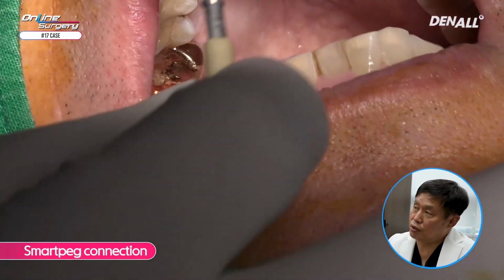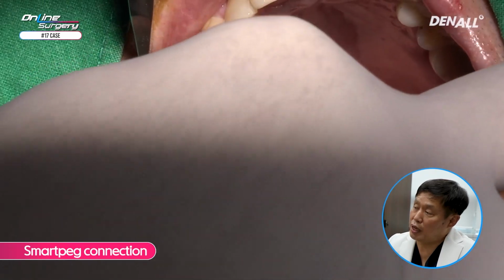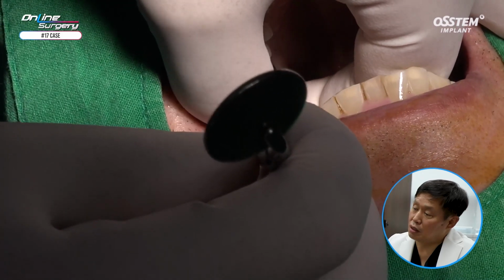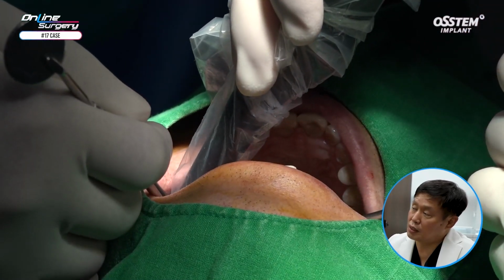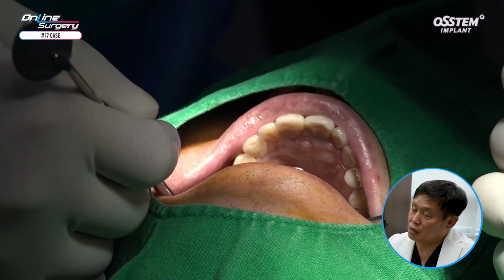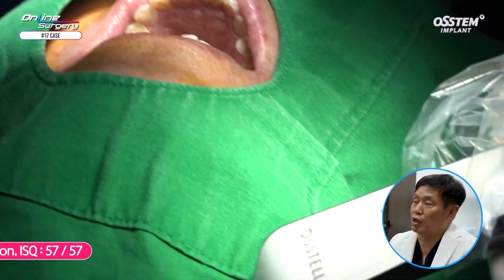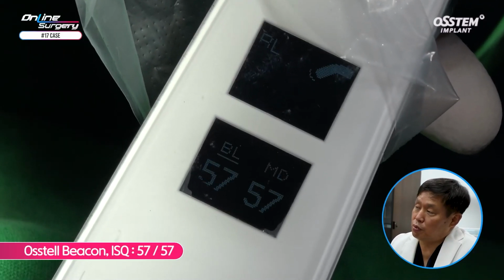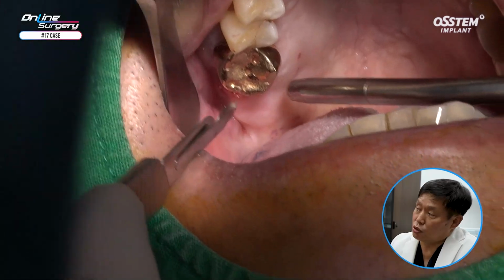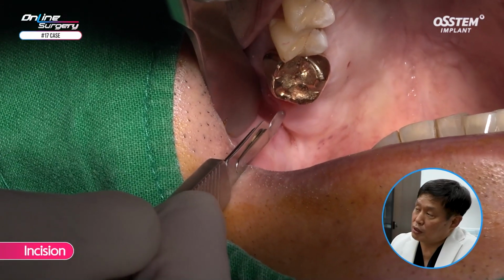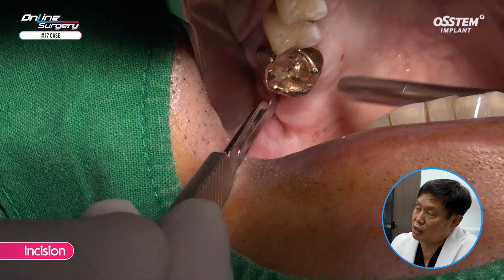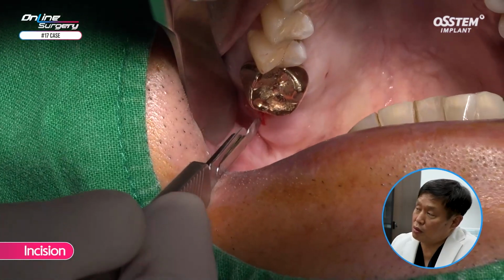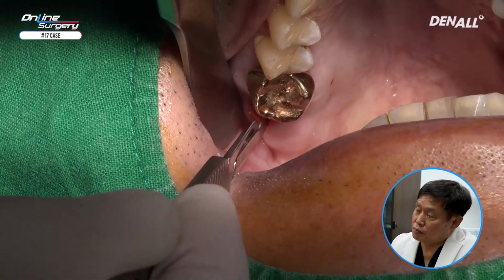Template was removed. The smart peg was connected. Because the superior bone quality was not excellent, the ISQ measurements were not that good. It was about 57-57. As mentioned earlier, in order to do additional bone graft on the buccal side, after implant placement, incision was made as shown. Slight incision was made. Flap elevation was done on the buccal side.